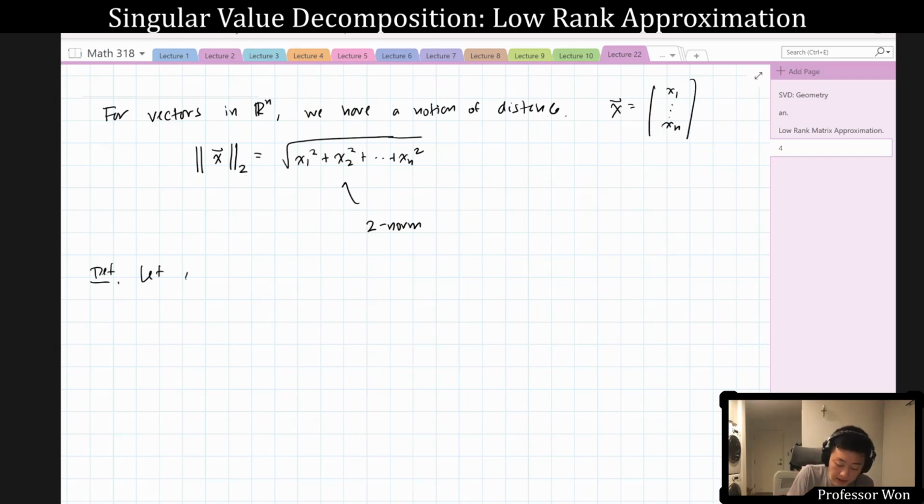So let A be some matrix Aij. Actually, I don't think I need the entries of A. So this is a matrix in R m by n. Then the 2 norm of A. So I'm defining it now for matrices. This is the 2 norm for vectors. This 2 norm is for matrices.